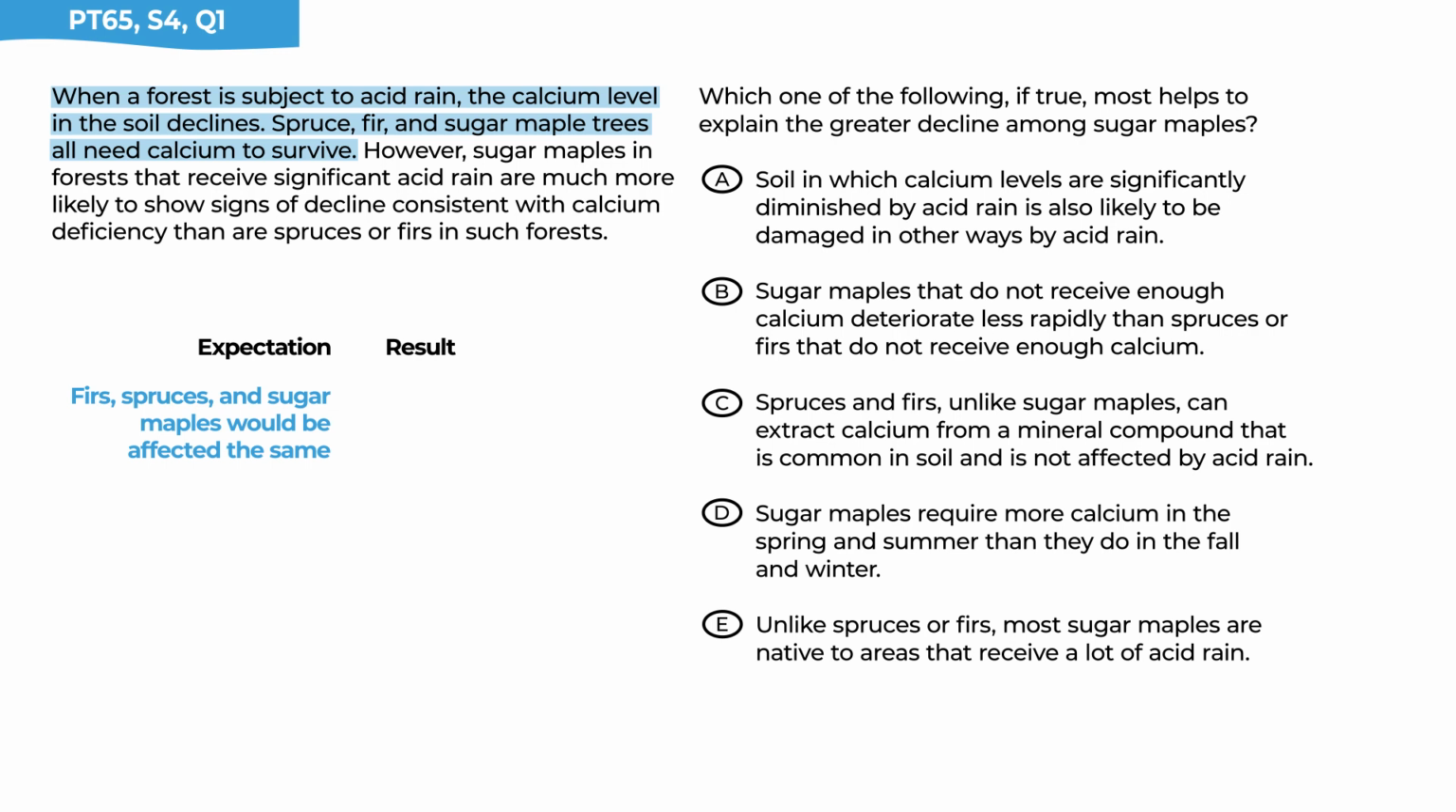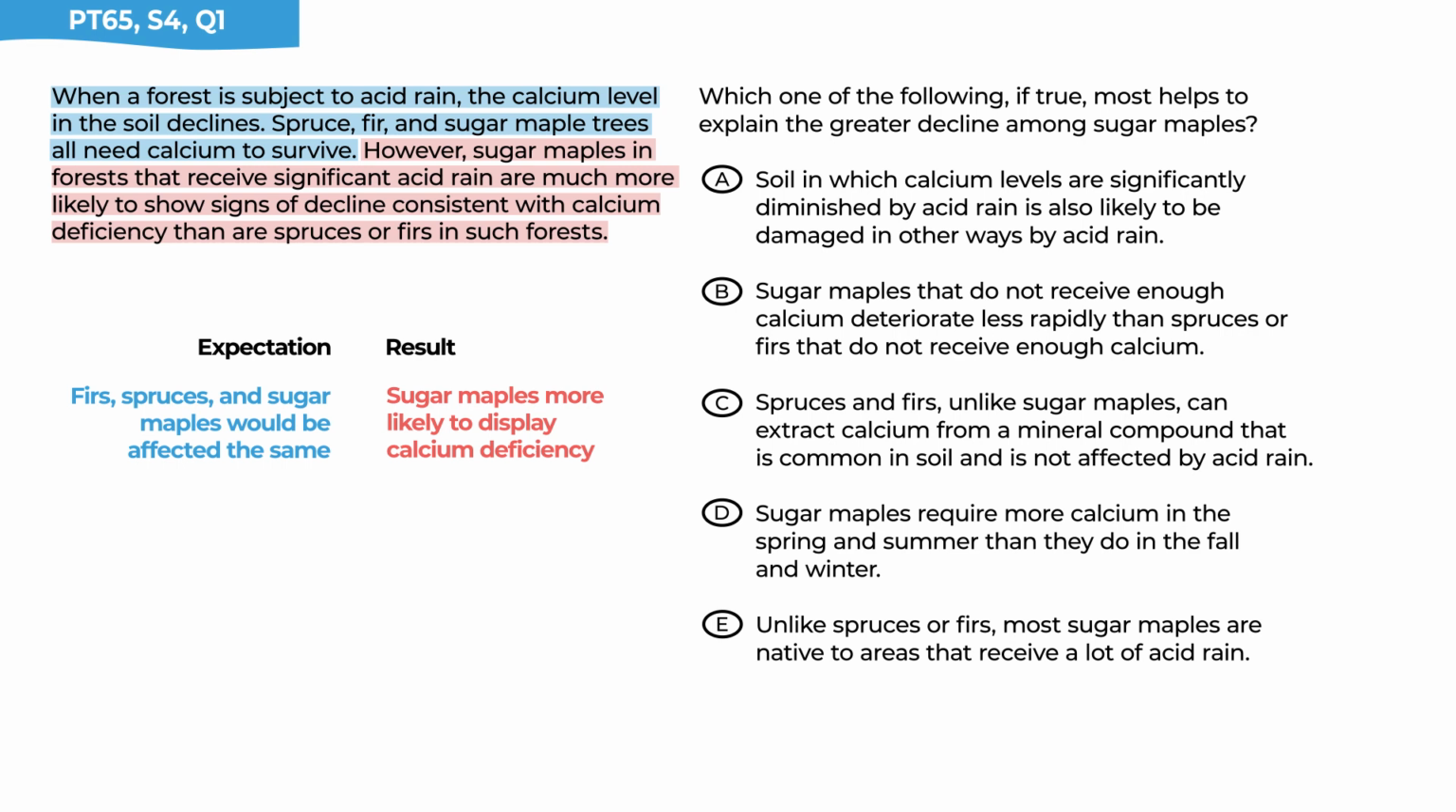So basically, acid rain is going to be bad for these kinds of trees. The actual result is that sugar maples were more likely to display calcium deficiency than firs and spruces when forests of each type were hit by acid rain. So why was there a mismatch between the way sugar maples were affected by the acid rain versus firs and spruces? And if we can come up with a couple of good ideas that can explain the discrepancy, well, then we've got a good anticipation going into the answer choices.